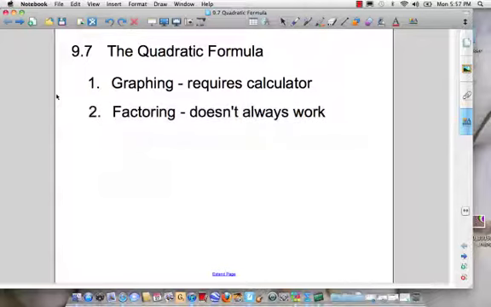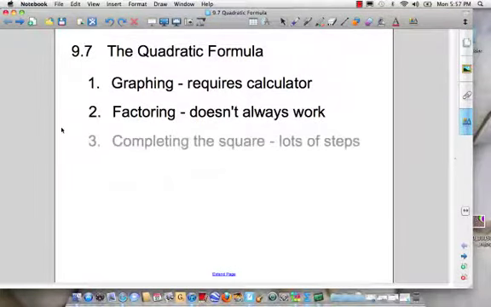Secondly, we can solve them by factoring. The solution is usually fairly quick if you can factor it, but remember, some quadratics won't factor, so that doesn't allow us to solve them all. The next thing we looked at was completing the square, which always works, but it's a lot of steps, and students do tend to make mistakes, as well as teachers, when they use that method.